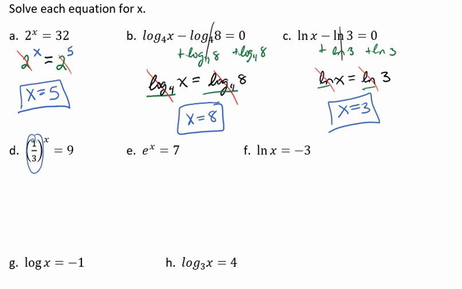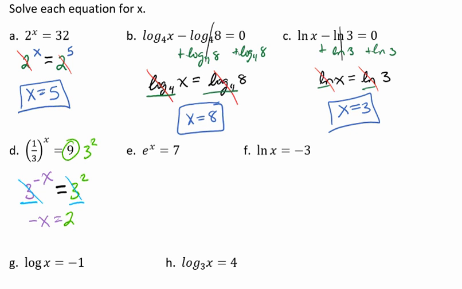Because we have a 1/3 to the x power, we can actually look at that as 3 to the negative x. And 9 can also be rewritten as 3 squared. So we put our 3 squared down, and because they both have bases of 3, we're able to cancel those bases out, and that's going to tell us that negative x equals 2, and we can solve from there.